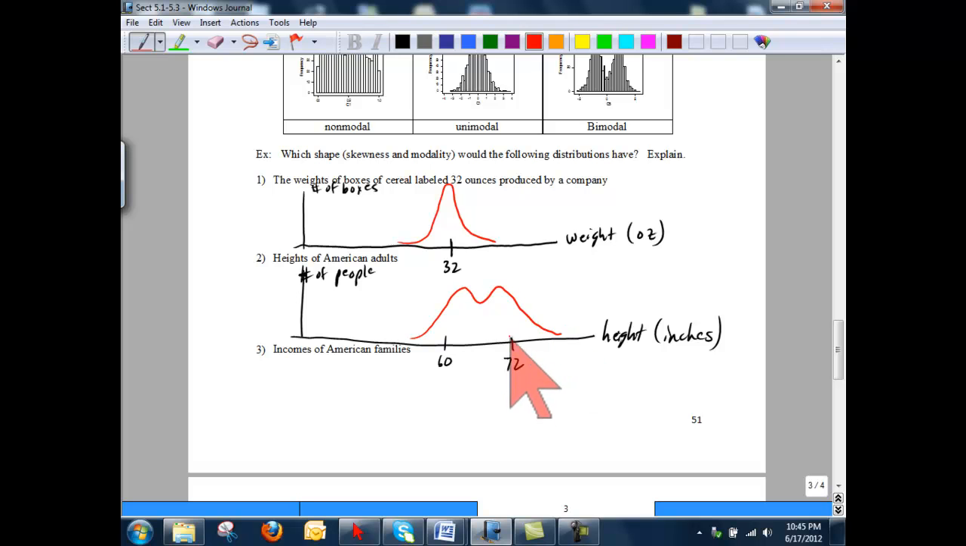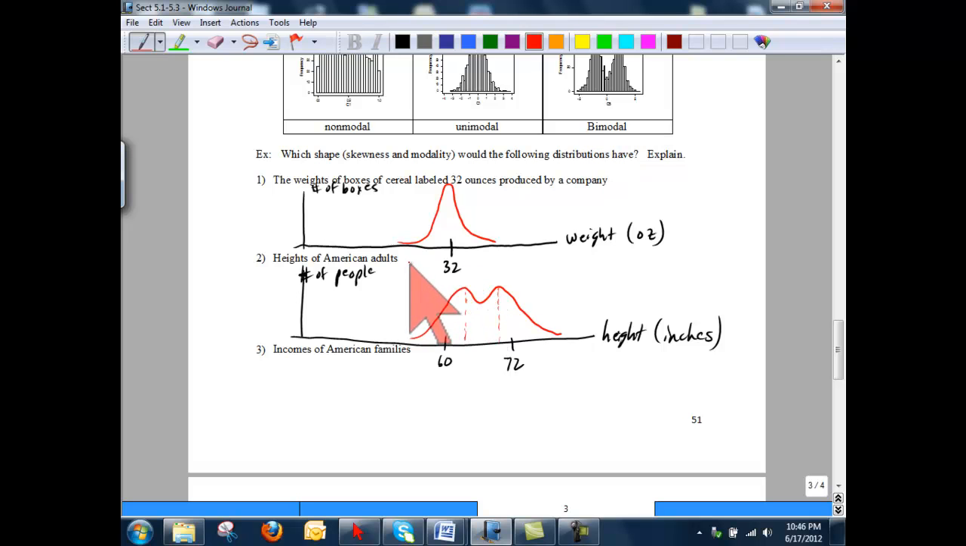Maybe a roughly symmetric distribution, but perhaps a bimodal one. At least there's some possibility. Why? Well, one of the peaks might be here at about 5'5", 5'6". And another peak I would predict would be here at about 5'10" or so. And what's going on there?